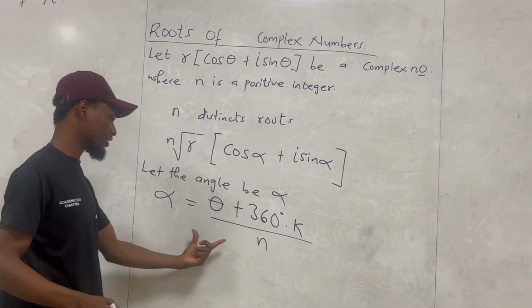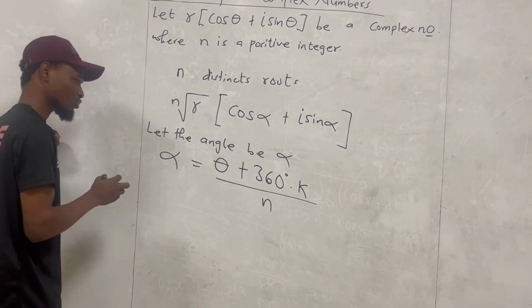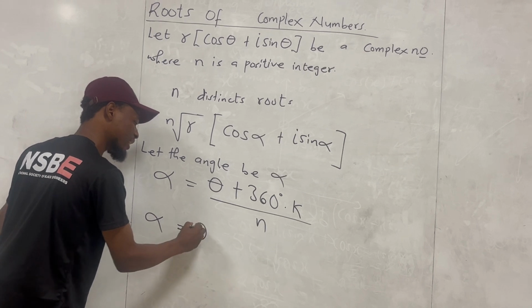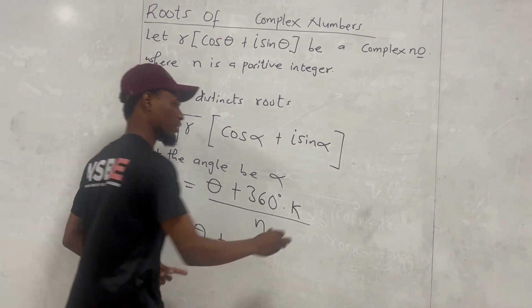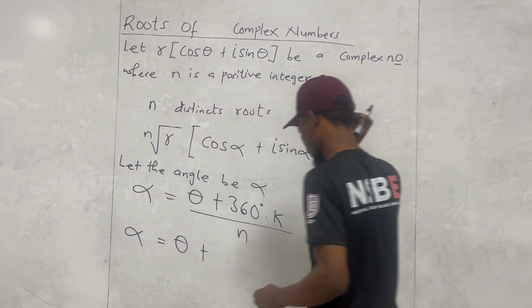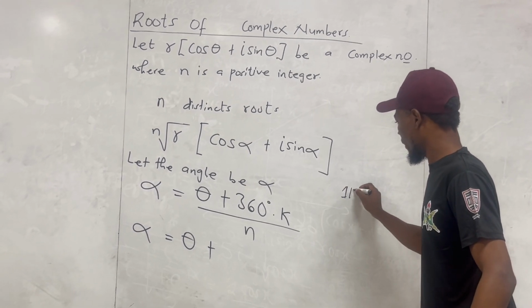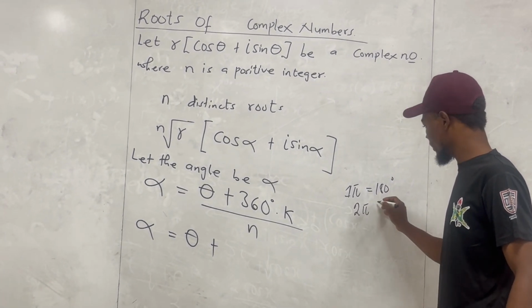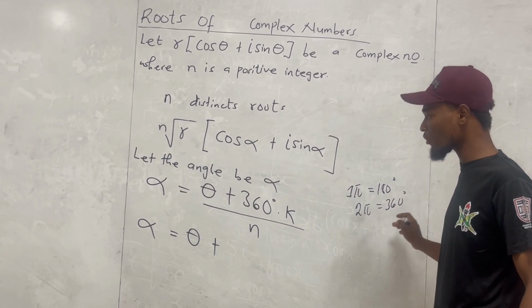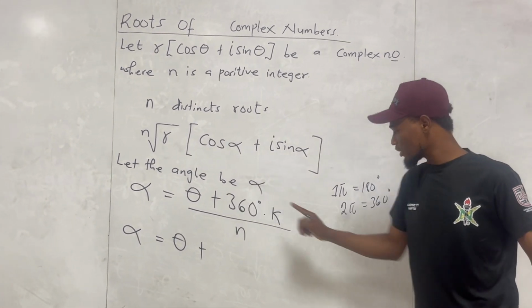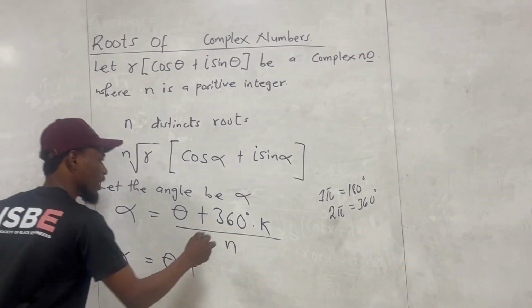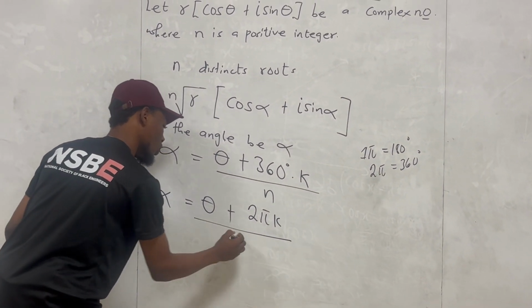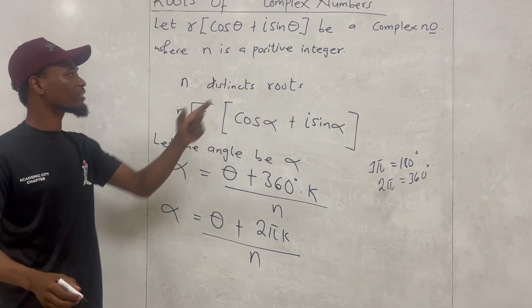Yes, this is the formula for finding alpha, the reference angle. In terms of radians, alpha is also equal to theta plus, we know that pi radians is equal to 180 degrees, so 2 pi radians is equal to 360 degrees. So in terms of radians, whenever I see 360 degrees, that place goes to 2 pi. This becomes 2 pi multiplied by k, all over n. Remember, n is a positive integer.